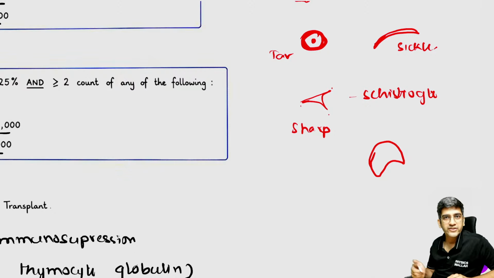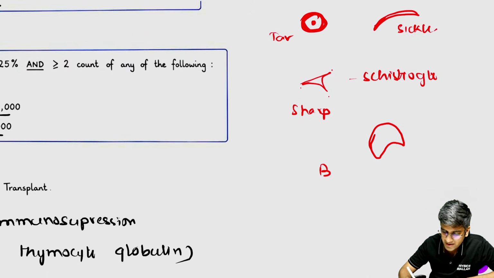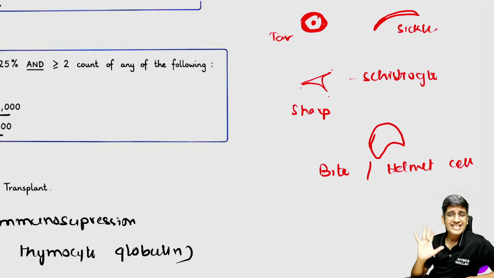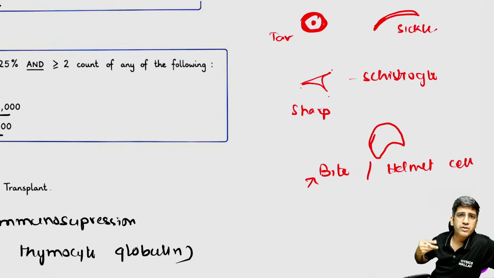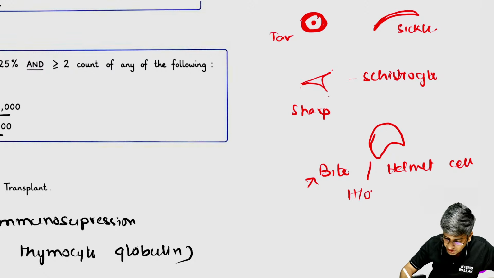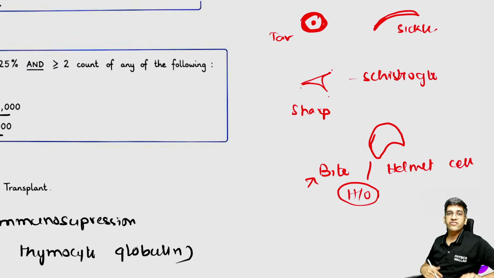If you have an RBC like this, there are two options here. It could be either a bite cell or a helmet-shaped RBC, because a helmet-shaped RBC and a bite cell will look exactly the same in microscopy. Look at the history. Bite cell: history of G6PD deficiency. Helmet-shaped RBC: history of fragmentation syndrome, like DIC or a hemangioma or a microangiopathic hemolytic anemia, TTP-HUS. Only history can differentiate that. Microscopy-wise, you cannot differentiate a bite cell versus a helmet-shaped RBC, right?